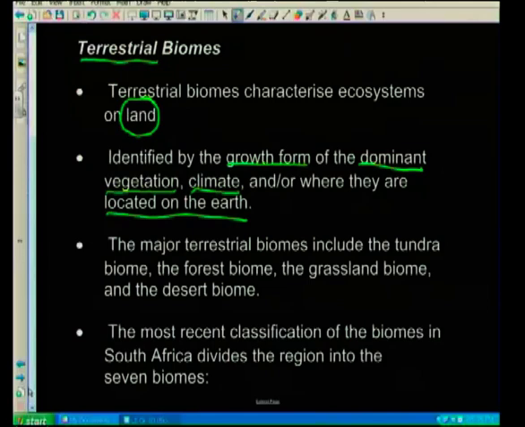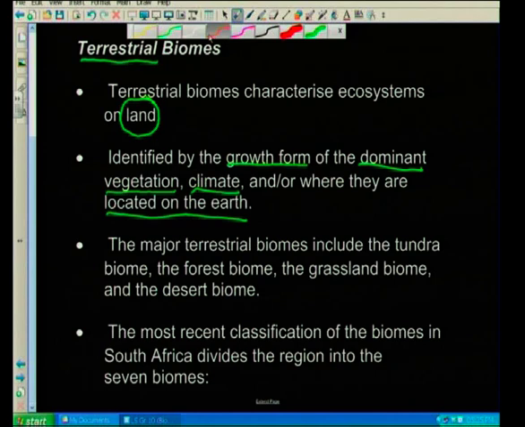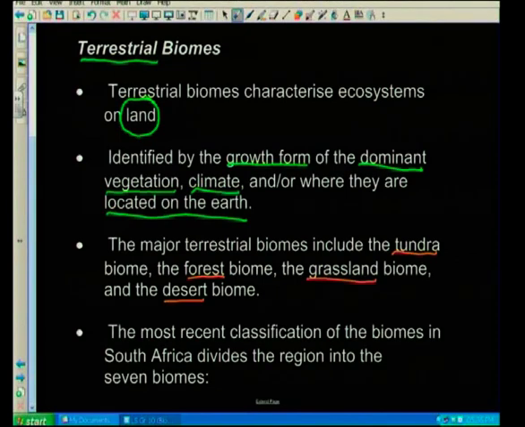All right, the major terrestrial biomes, as I have said already, and this is a repetition of the different biomes: the tundra, as I said, that's the Arctic region where there's lots of snow, the forest biome, the grassland biome, and then the desert. Now we're going to look at each of those biomes in more detail.